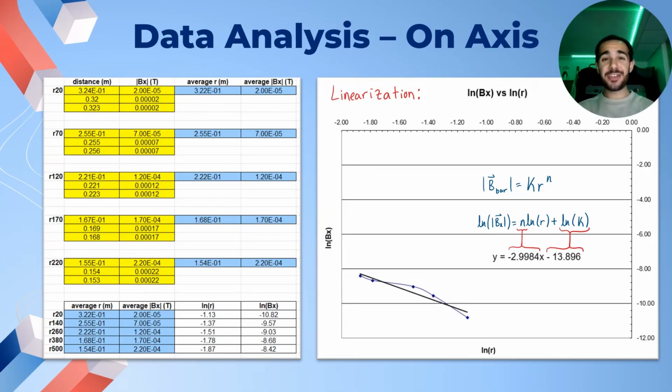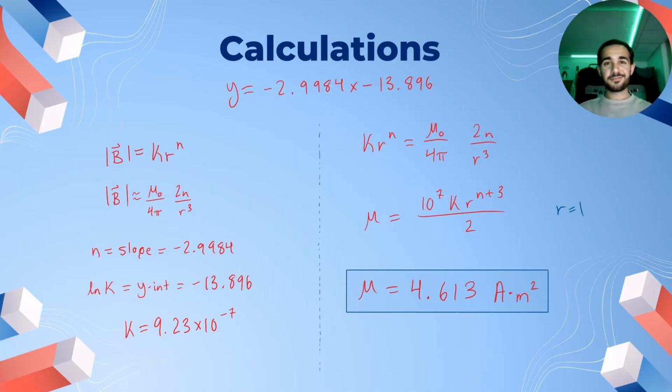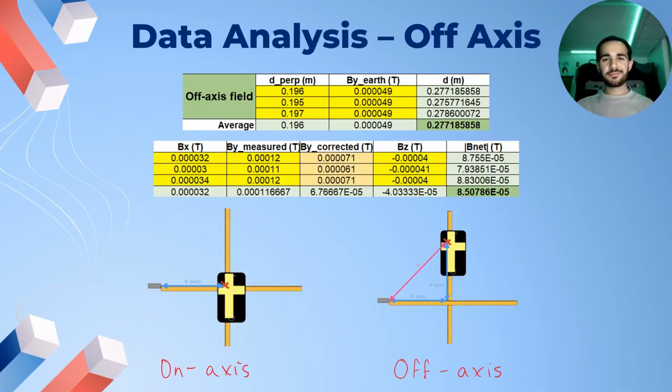Okay, and here's the data for the on-axis scenario. To the left, we have the distance measurements for different magnetic field strengths. And on the right, we have the linearized plot of the averages. Now, based on our distance dependency formula and the equation of the line of best fit, we can determine the variables n and k. So now that we know n and k, we can solve for the magnetic dipole moment mu, which is found to be 4.613 ampere meters squared.